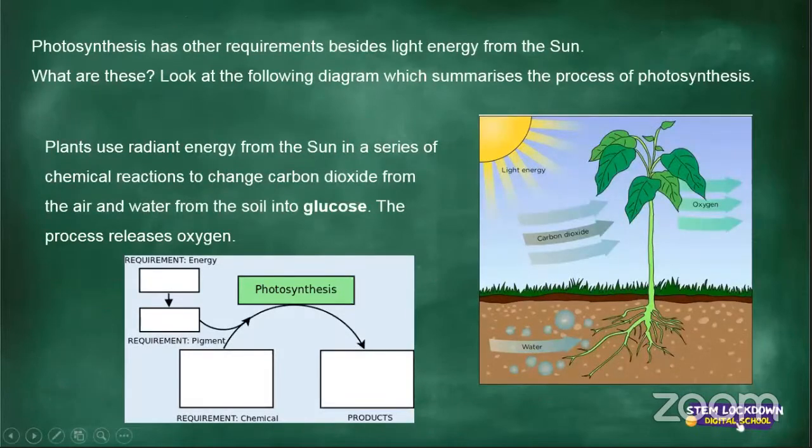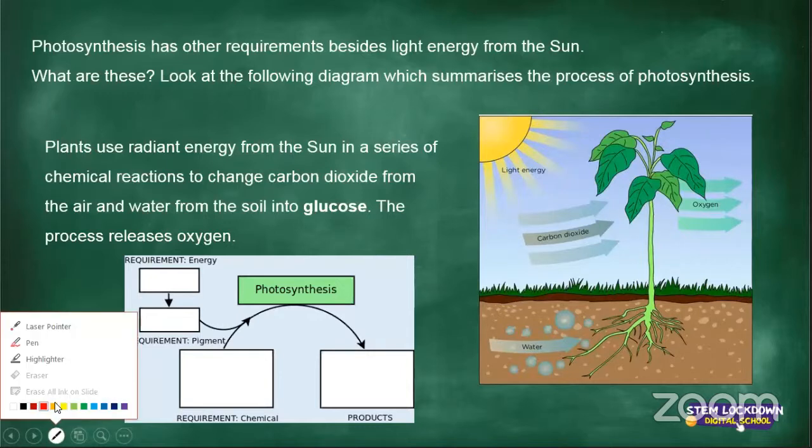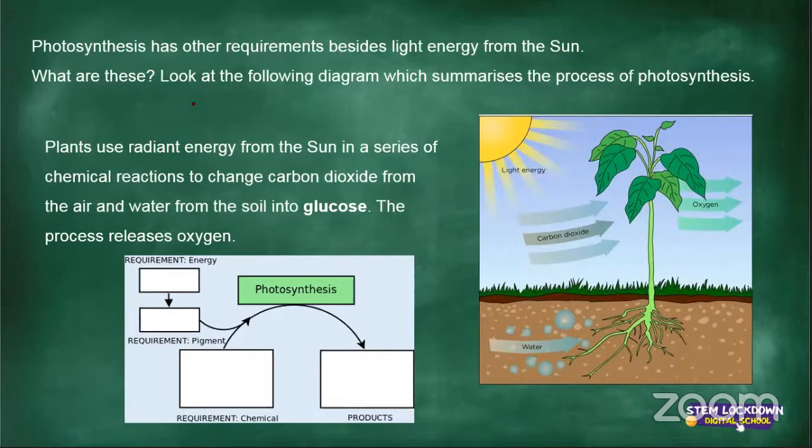So photosynthesis has other requirements besides energy from the sun. Okay, so what do you think these are? If you look at the diagram here, the one with the plant on your left-hand side, let's see how we can summarize photosynthesis. So the plants use the sun's energy. Look at the diagram. You have the plants using the sun's energy in a series of chemical reactions.